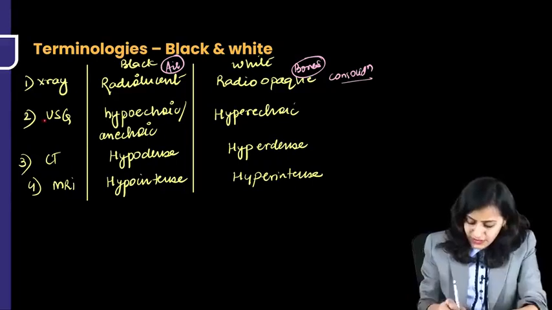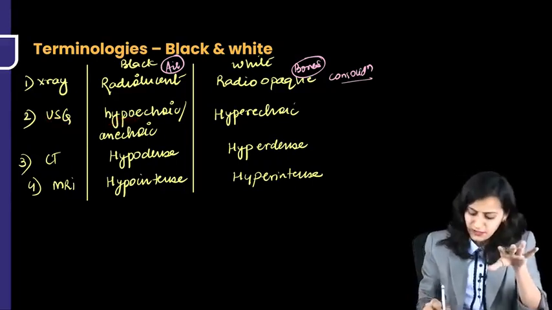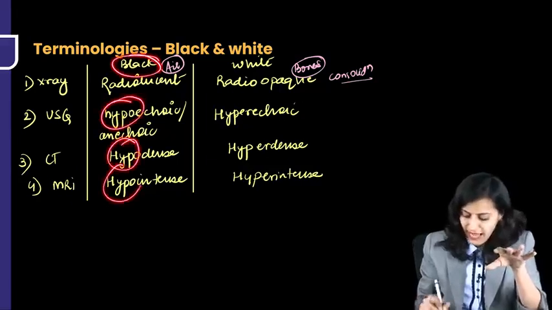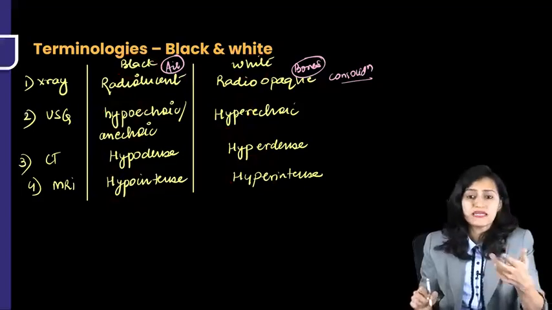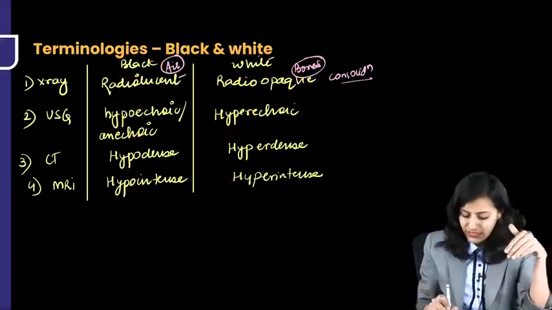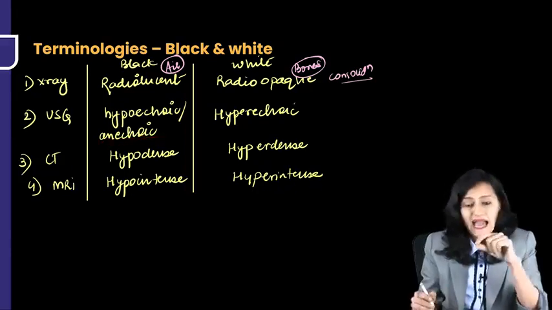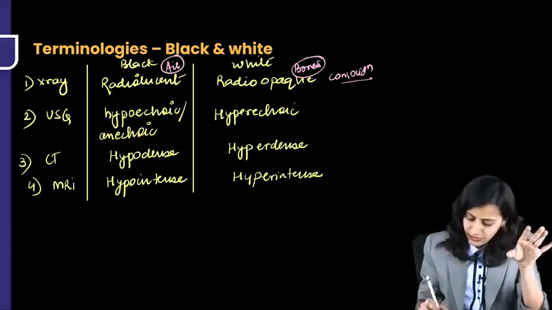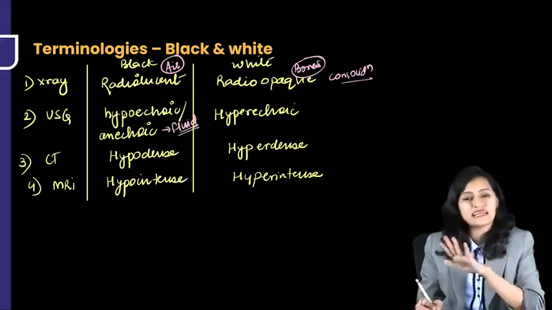In ultrasound, the terminology used is hypoechoic. Everywhere in radiology, black is hypo and white is hyper. Ultrasound uses sound and sound generates echo. So that is why it is hypoechoic or anechoic. Anechoic means no echo at all. And what appears anechoic on ultrasound is fluid, clear fluid.